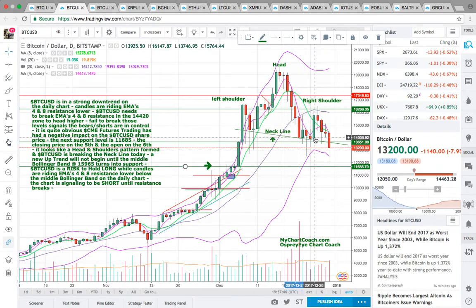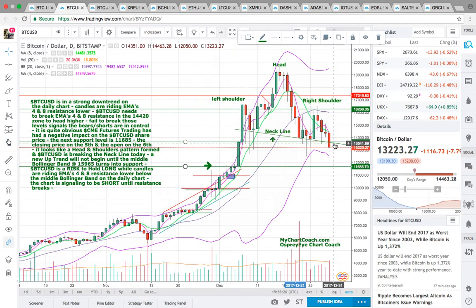Notice how when it bounced off of the neckline, it came back up to the middle Bollinger Band here on the 27th and 26th, and it failed to break that level. That was a red flag. It needed to close above that 16,000 level to signal that it wanted to head higher. It did not. Okay, and so now it closed back below EMA 4 and 8 on the 28th, and that has signaled more downside risk. What it signals is the bears are in control. Okay, this chart will not heat up until there's a close above both the pink and green lines. They're currently right around 14,400, and so it needs to close above that level, and then it needs to come up here and get above that middle Bollinger Band at 16,000 to get a new uptrend going.